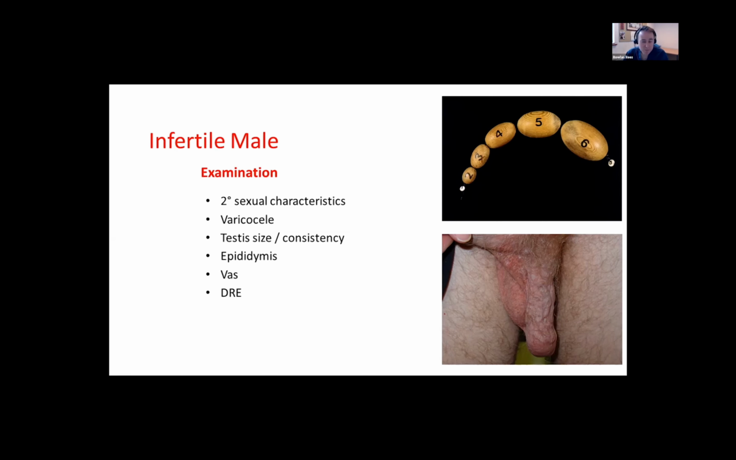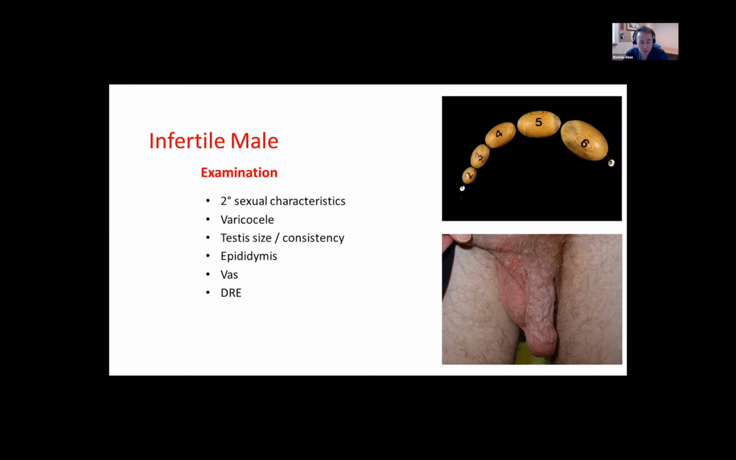Are they normal? Are they small? Can you feel them at all? Are they in the right place? And then onto the epididymis. Is it palpable or not? If it's palpable, is it distended? Is it firm? Has it got cysts within it? And linked to that, can you feel the vas deferens? And we can have unilateral or bilateral absence of the vas deferens. We can have segmental loss of the vas deferens or epididymis.